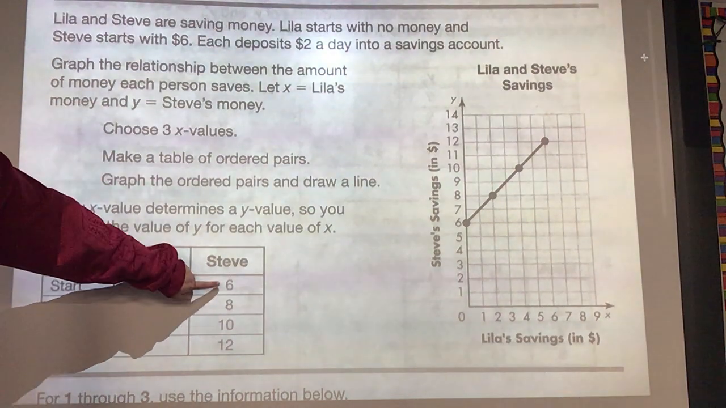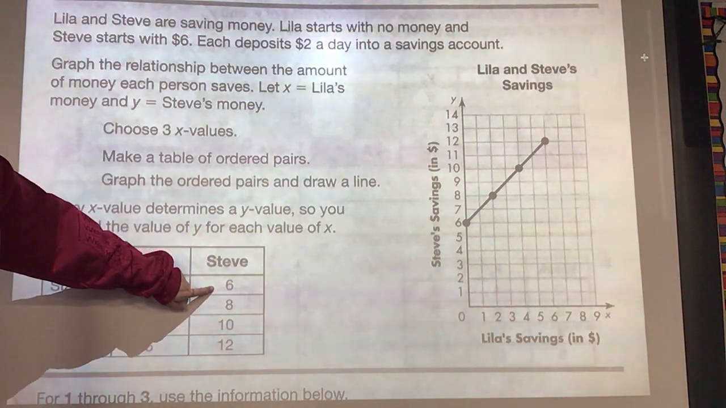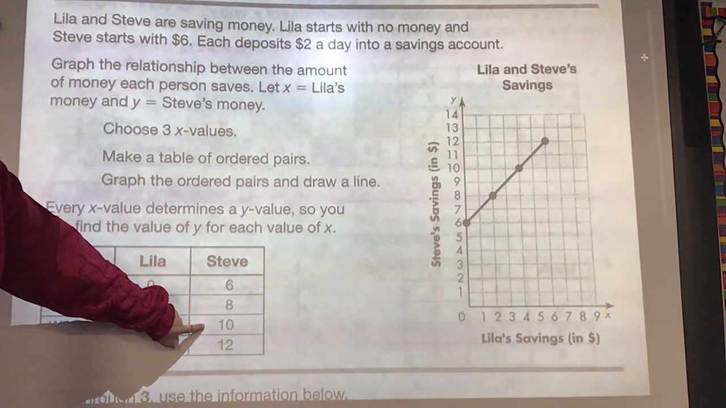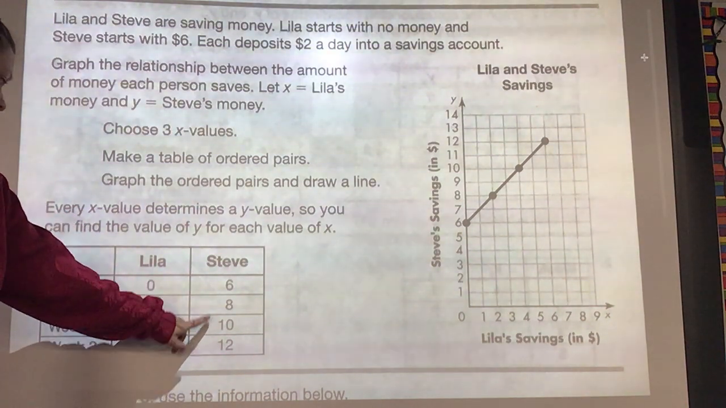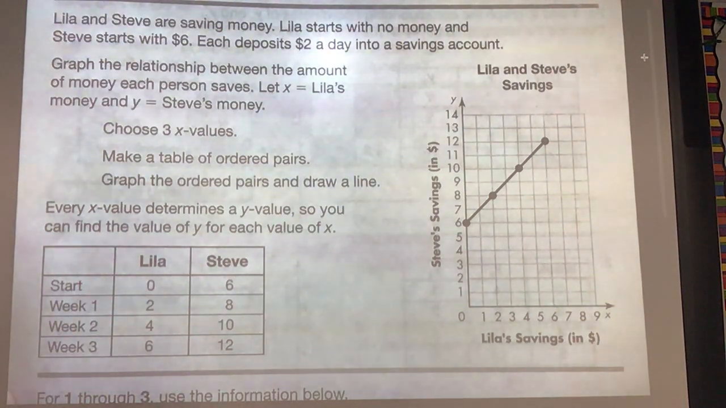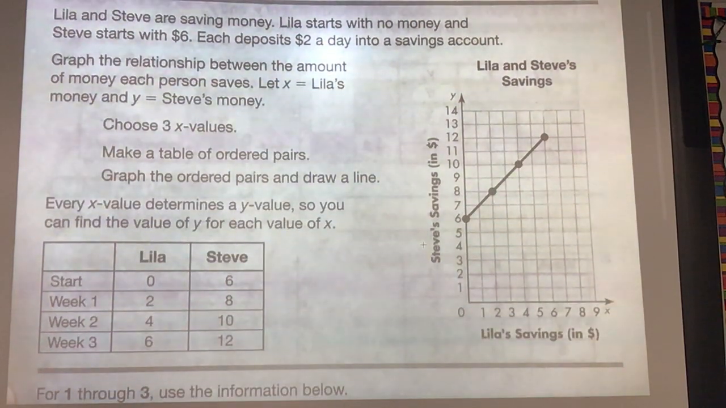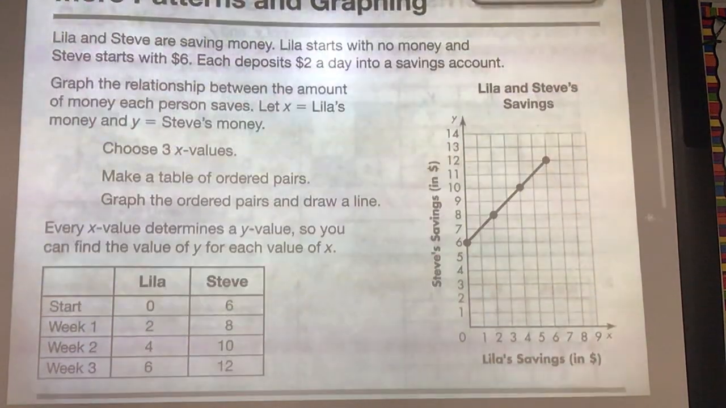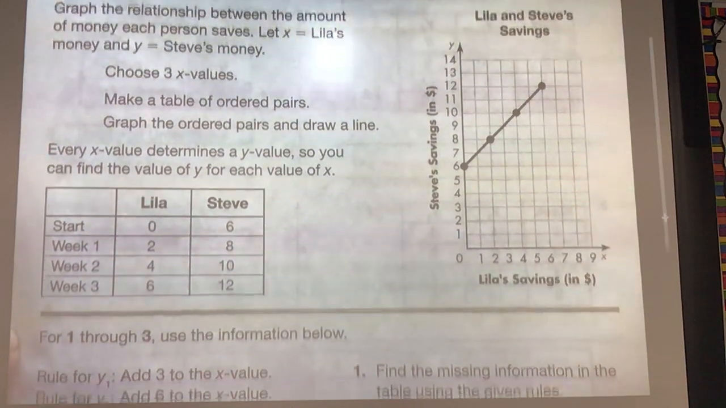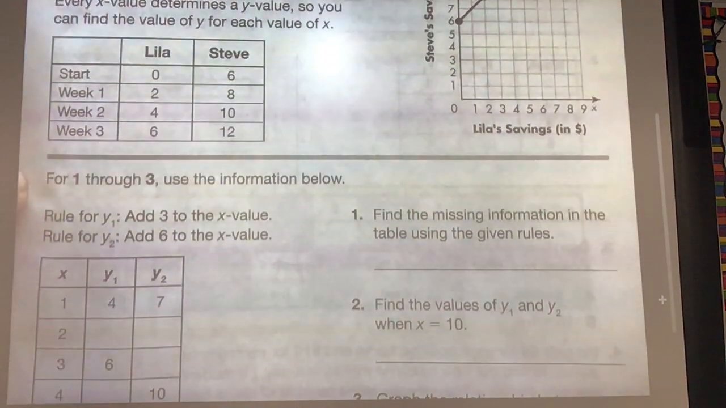Steve has started with 6. And now increasing by 2. He gets 8 the second week, 10 the third week, first week, second week, and 12 the third week. My counting skills are not the best today. So if you look over here, they have shown you on this graph our savings. You guys are going to be graphing and making tables just like that.